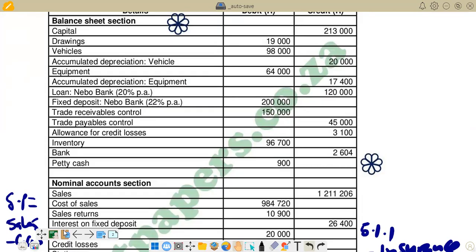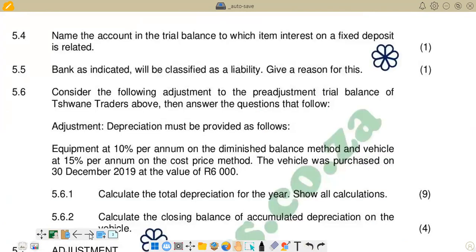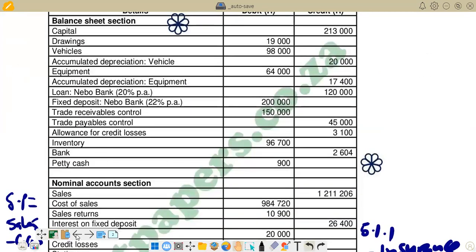If you go back to the question, the question is saying, name the account in the trial balance to which the item interest on fixed deposit is related. So the fixed deposit that you are given there is the one that is being asked. So fixed deposit, neighbor bank, 22% per annum is the description of that figure that is being asked there. So we go back there and just indicate what we have.